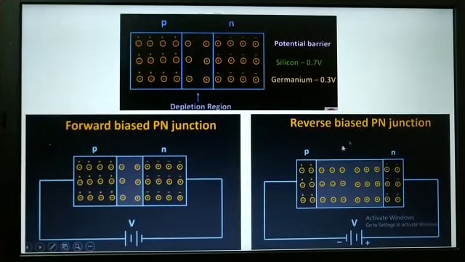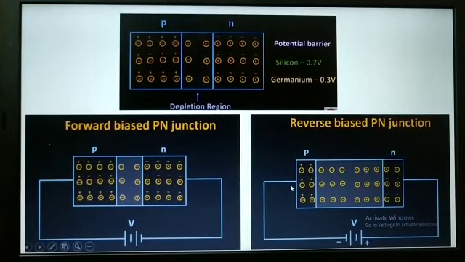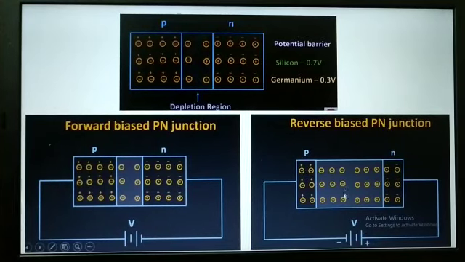And what happens when the diode is in reverse bias? In the reverse bias condition, the negative side of the external battery is connected to the P side or P region, and the positive end of the battery is connected to N type. So in this case, what is happening? This side is negative, this side is positive. The negative will attract the positive charges, and the positive will attract the negative charges, towards the battery. So in this case, the width of the depletion region will be increased.